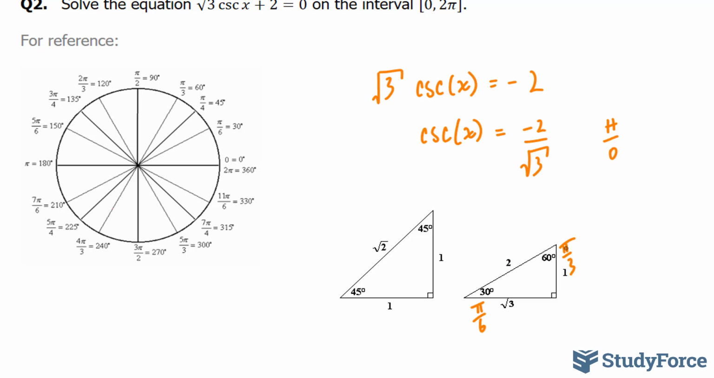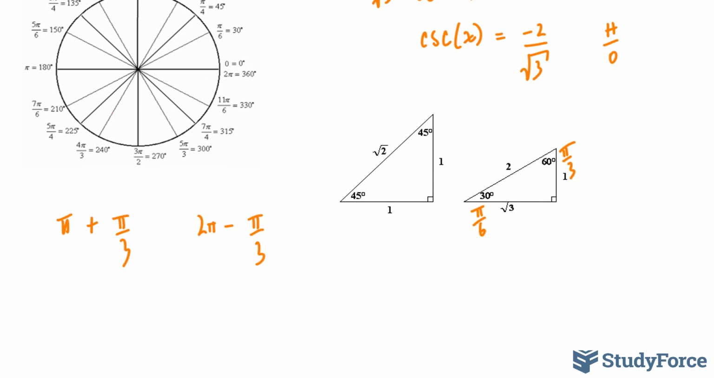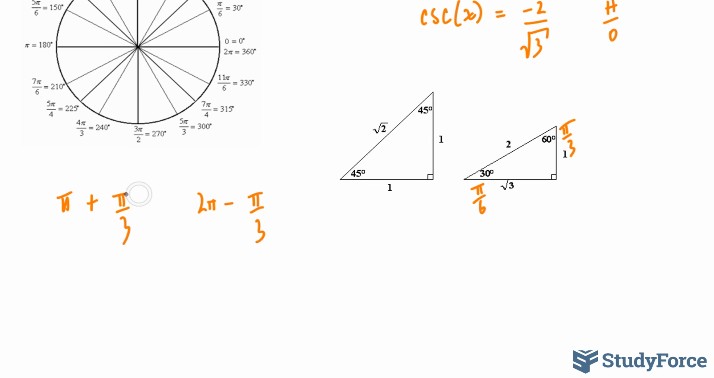Let's try pi over 3. Hypotenuse is 2, and our opposite is the square root of 3, so it has to be this as a reference angle. Now remember, cosecant is only positive here, and negative here and here. So to find out where pi over 3 lies in this quadrant, we're going to take pi plus pi over 3, which will give us this angle, and take 2 pi minus pi over 3, which will give us this angle. So let's do that.